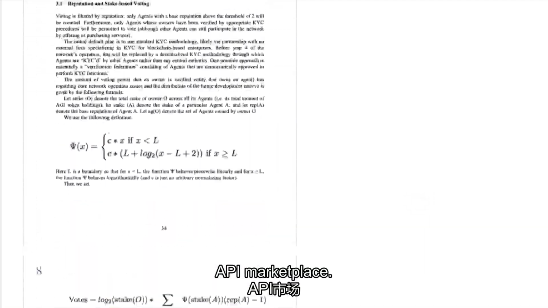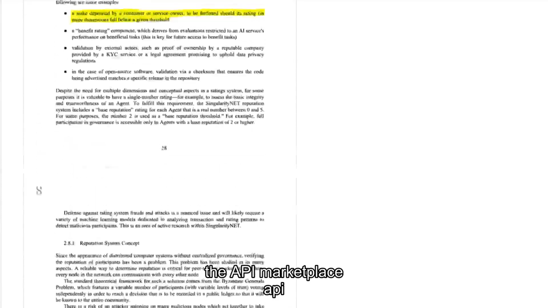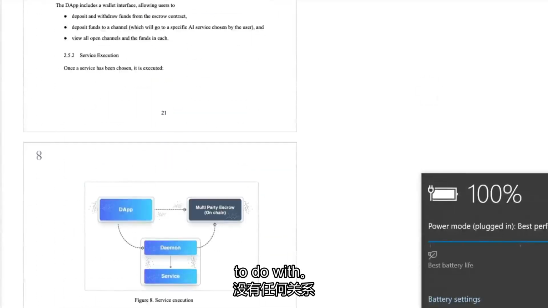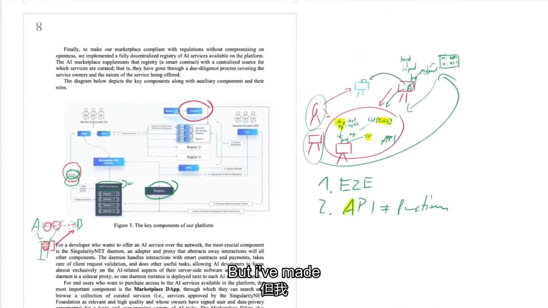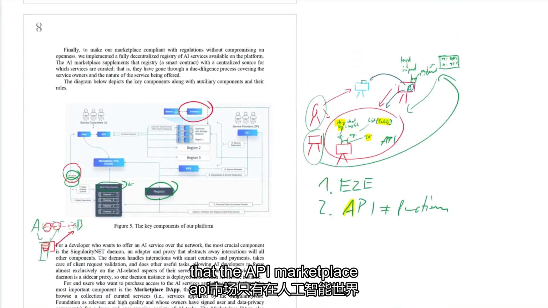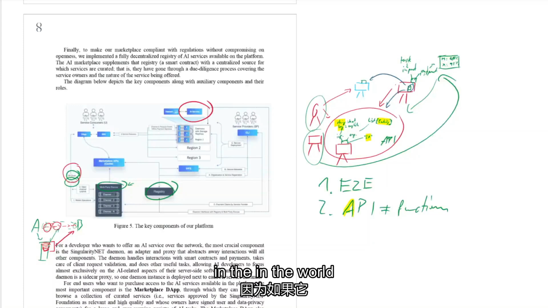The base system is an API marketplace. Now, the API marketplace in itself doesn't have anything to do with AI necessarily, but I've made the case that the API marketplace only makes sense in the world of AI, because if it was regular software, you would just hard code either the API calls or you would actually include the library. So the marketplace makes sense in the realm of AI. Okay, it's doubtable whether that's actually the case. It very much goes against the end-to-end principle.